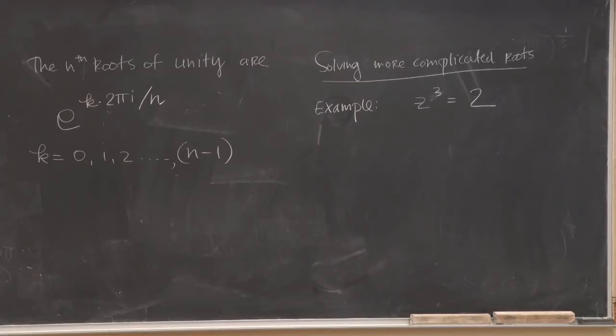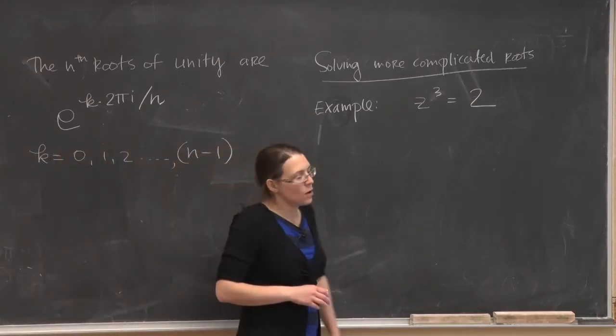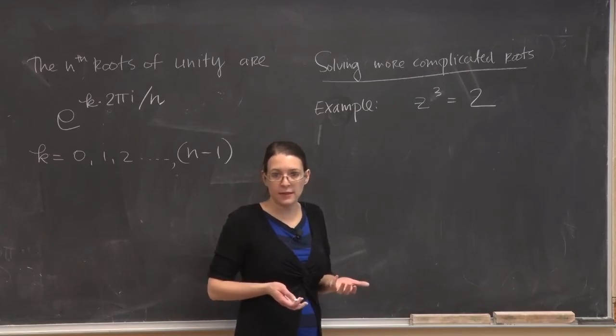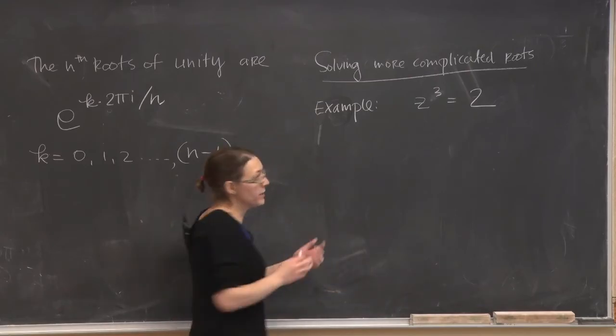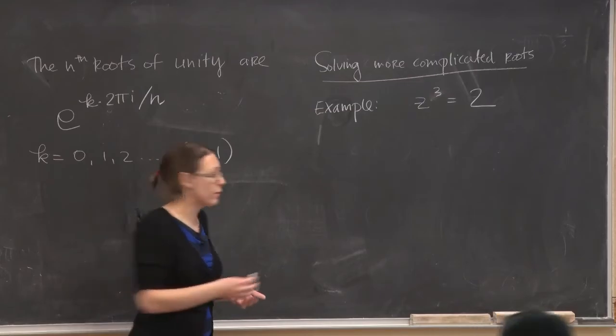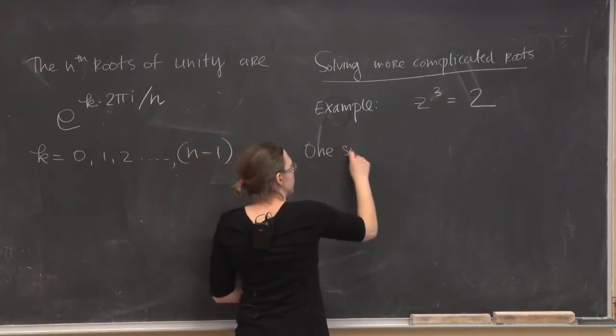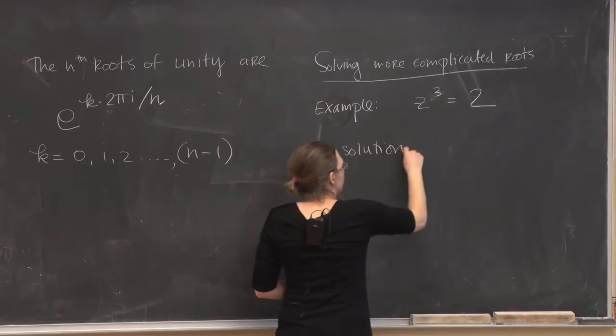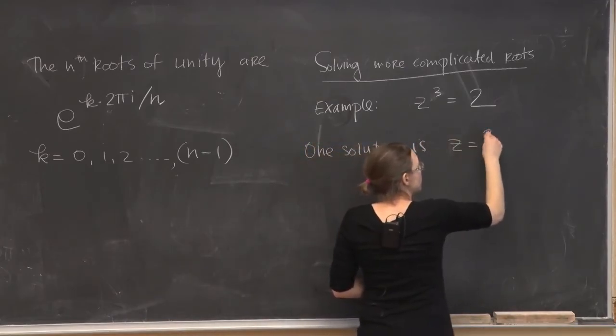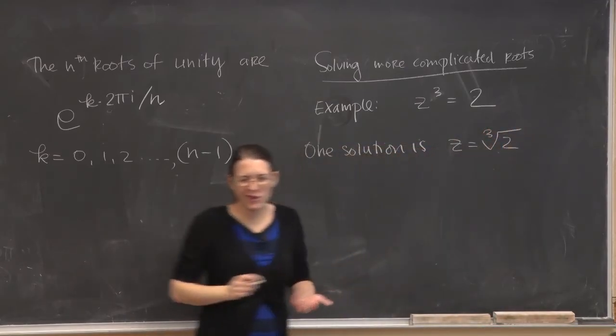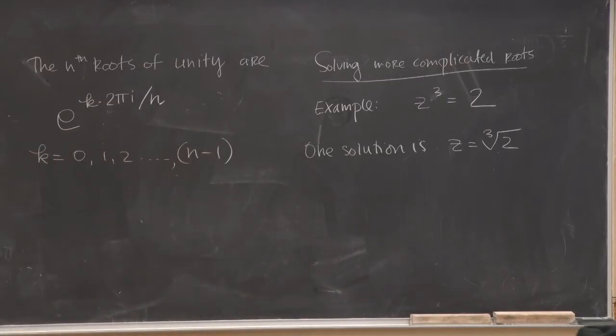Well, one way that I can think about this is that I know one number that when I cube it, I get 2. One solution is z is the real cube root of 2, the one you know and love from your calculator when you push the button. This used to be a solution, and this is still a solution. We're not losing solutions, we're going to gain solutions.